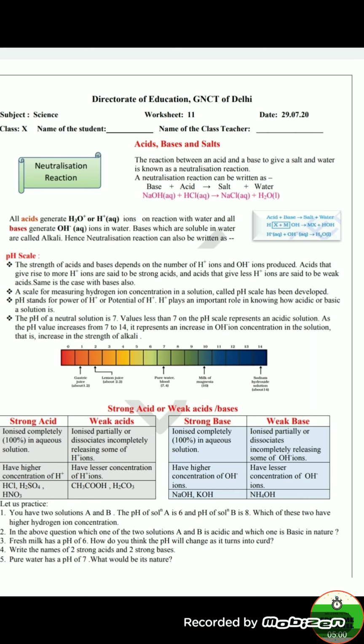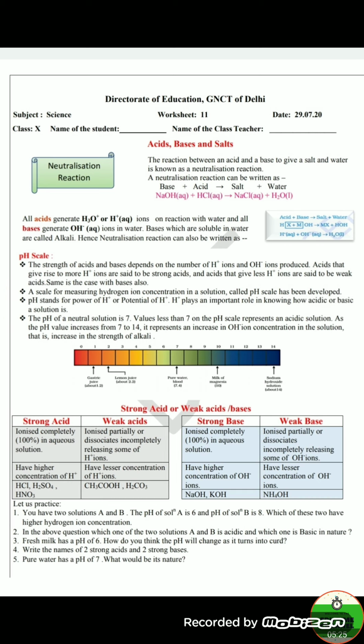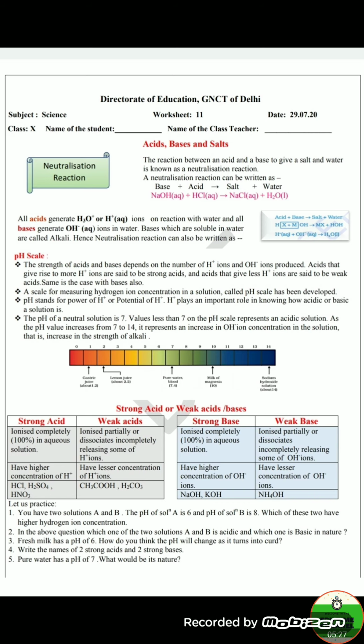A scale for measuring the hydrogen ion concentration in a solution is called the pH scale, means we can measure the concentration of hydrogen ion with the help of the pH scale, right? pH stands for power of hydrogen ions or potential of hydrogen ion, right? In simple language. In higher classes, we say negative log of H plus ions is called pH. pH means negative log of hydrogen ion concentration.